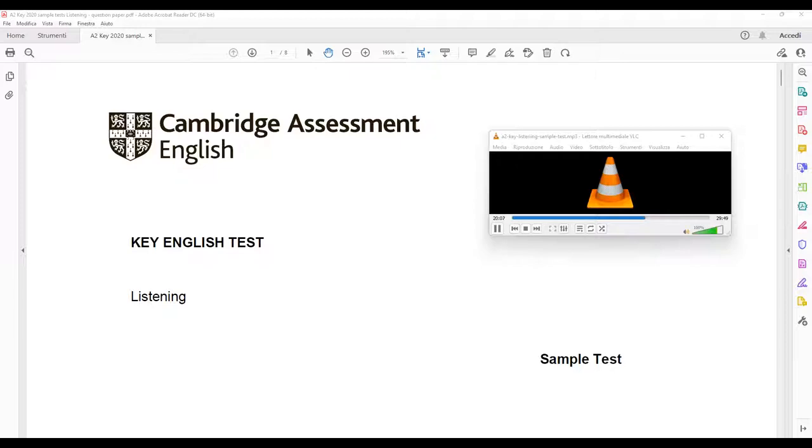That is the end of part 4. Now look at part 5. For each question, choose the correct answer. Look at questions 21 to 25 now. You have 15 seconds.